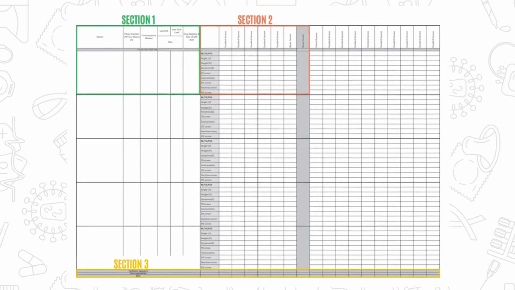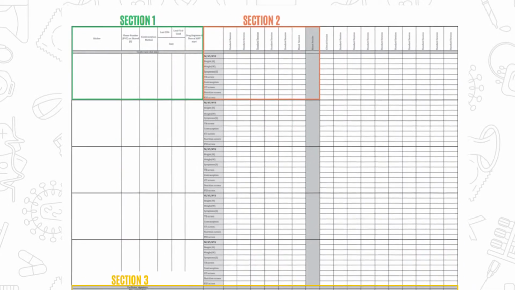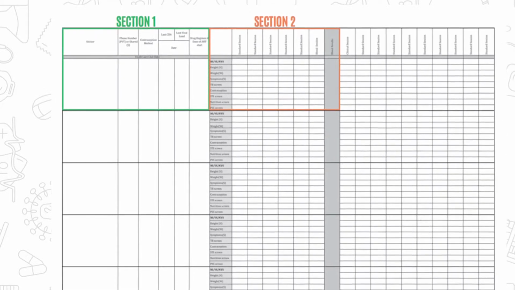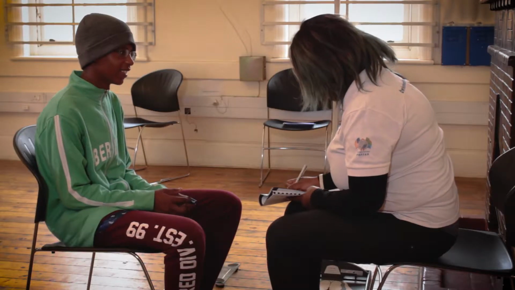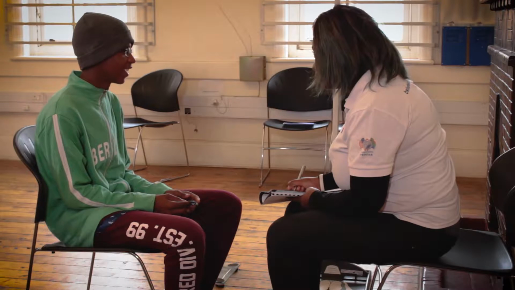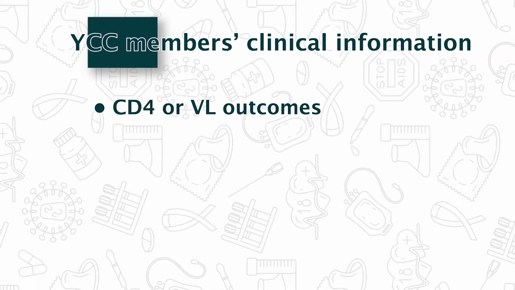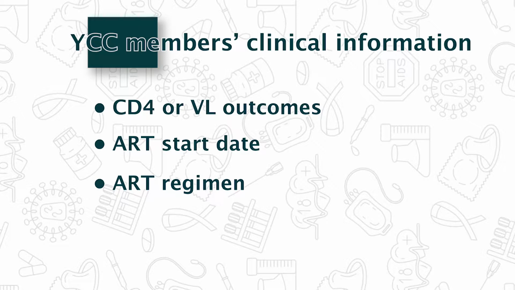A paper register is used to monitor and track the screening outcomes and attendance of YCC members. It is the responsibility of the YCC counsellor to keep the register updated. However, it is best that the YCC clinician help to fill out the YCC members' clinical information, such as CD4 or viral load outcomes, antiretroviral treatment start date, and ART regimen.